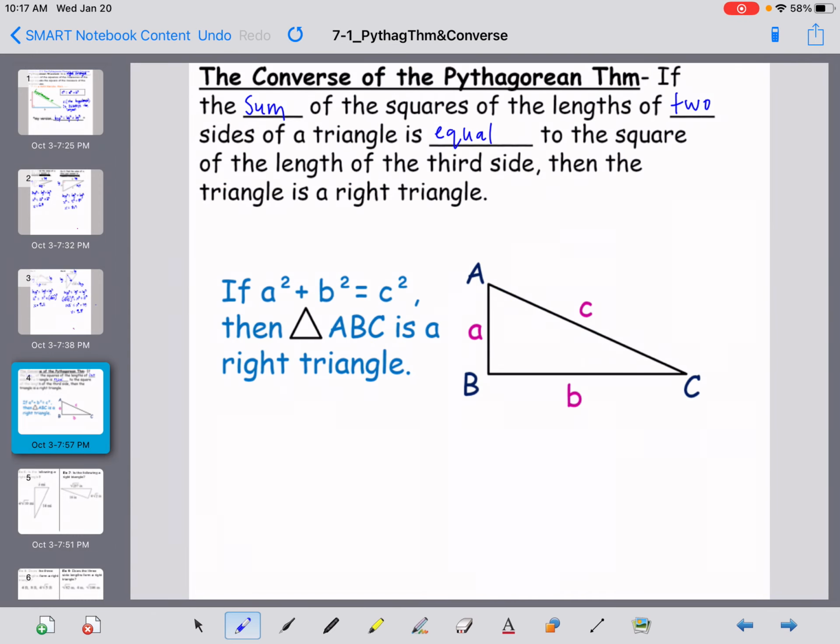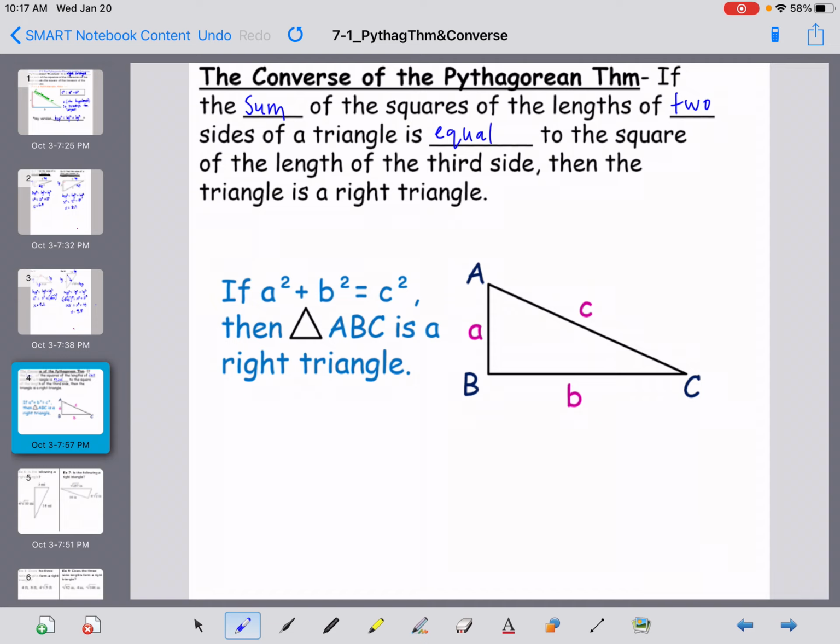So the converse of the Pythagorean theorem says, if the sum of the squares of the lengths of two sides of a triangle is equal to the square of the length of the third side, then it is a right triangle. So in all of the examples that we've done so far, we knew we had a right triangle. In this case, we don't necessarily know that our triangle is a right triangle, but we suspect that it is.